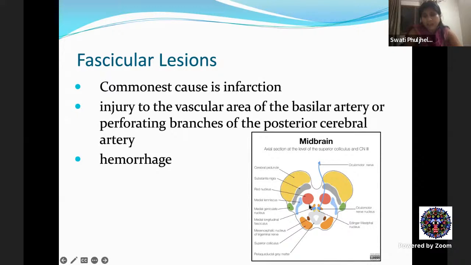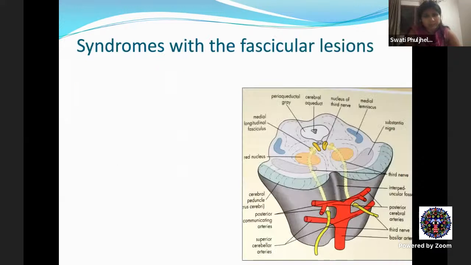You have the red nucleus, you have the medial longitudinal fasciculus, then you have here the posterior commissure. So other nuclei and structures are also here. So a small infarction here followed by surrounding edema can lead to varied kinds of clinical features.